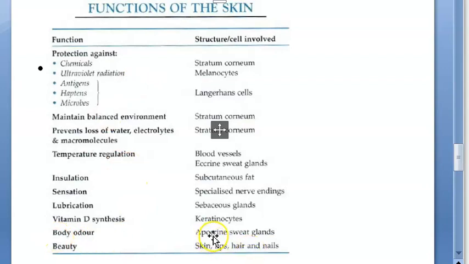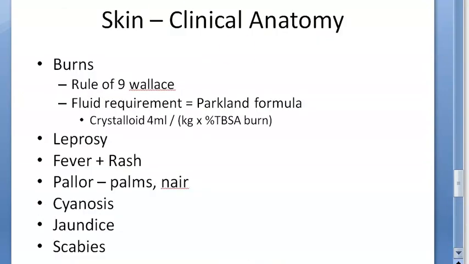Body odor, apocrine sweat glands, beauty. Hair and nails are actually called skin appendages. Okay, skin and its appendages means they refer to hair and nails. Okay, then what else did we see?